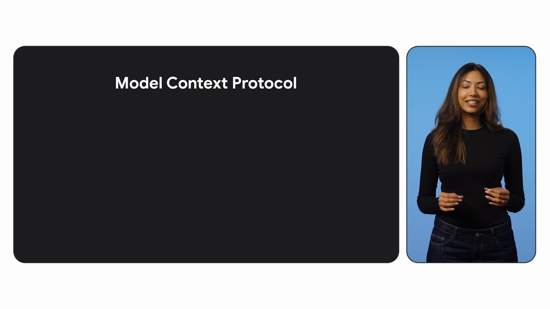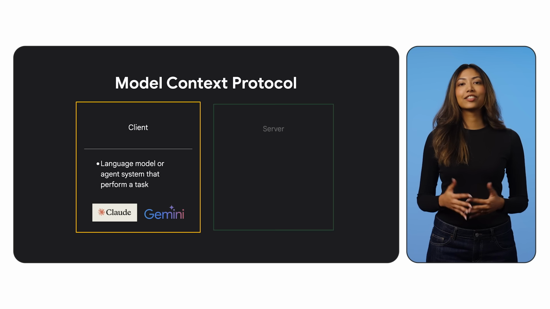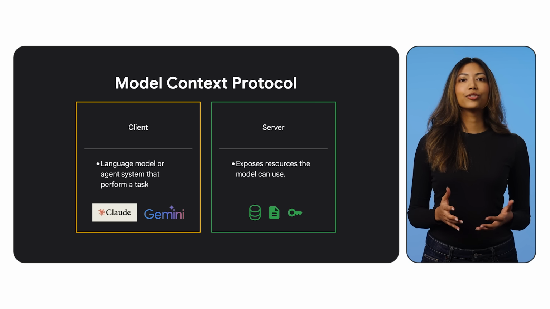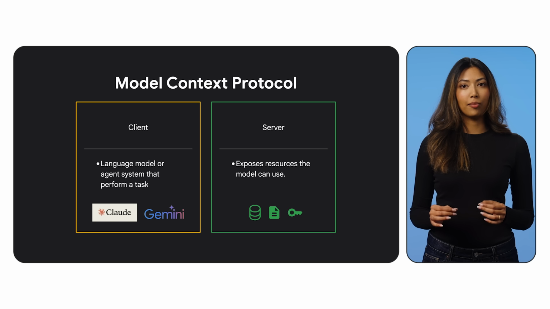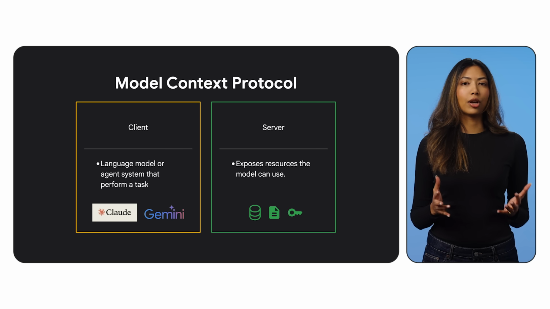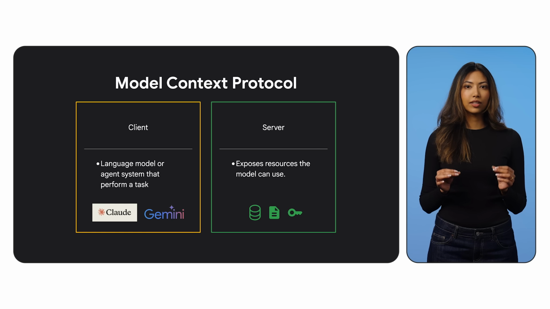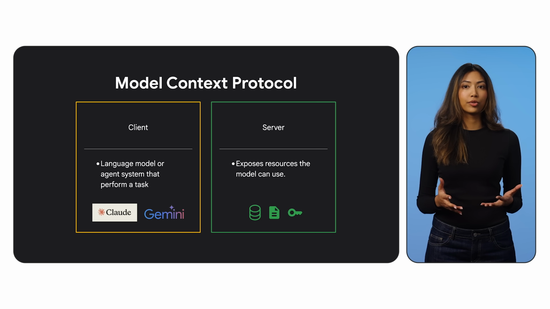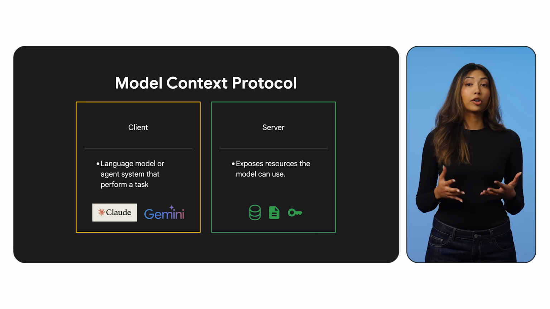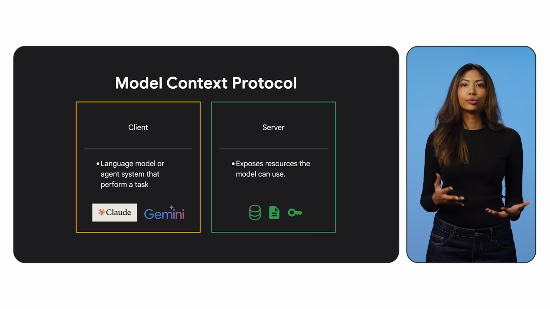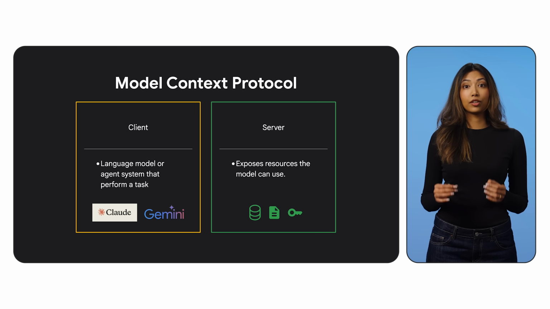To understand how MCP actually works, let's unpack the main idea. The protocol defines two sides: clients and servers. The client is usually the language model or the agent system that wants to perform a task, something like Claude, Gemini, or an agent built on top of OpenAI or Google's frameworks. The server is the environment that exposes resources that the model can use, like a database, a file system, a company's internal tools, or even a document search engine.